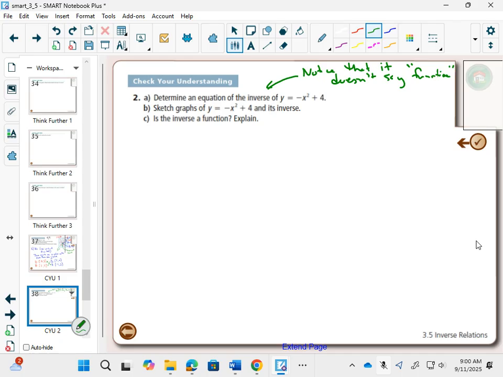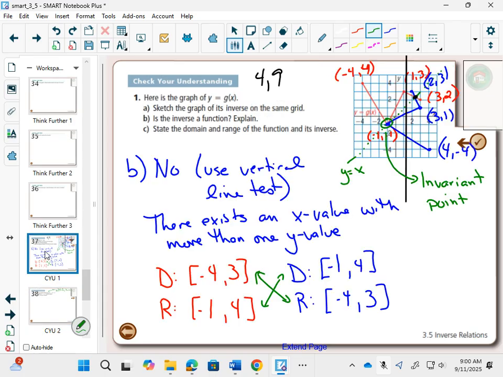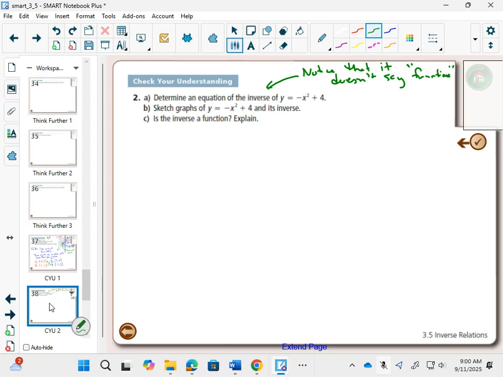Anyways, I just want you to notice that this doesn't say function, because just like the last example that we did, it didn't say graph its inverse, because when we graphed its inverse, it wasn't a function. So on this one, determine the equation of the inverse. This is an algebraic thing. We want an equation. We find the inverse by switching x and y everywhere.